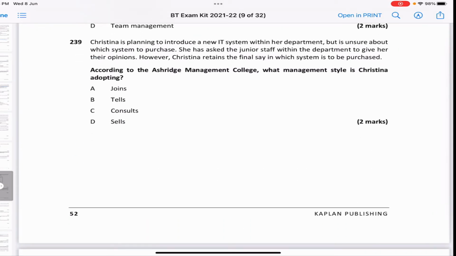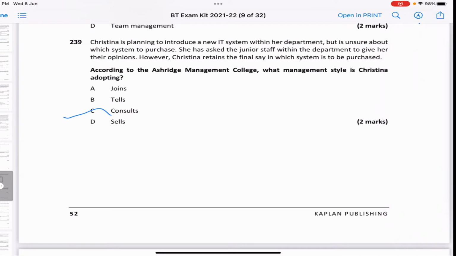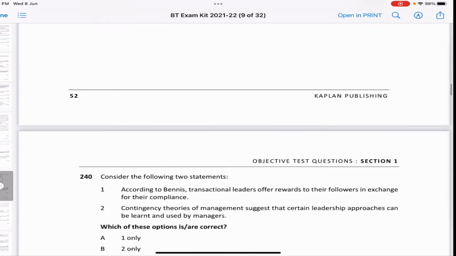Christina is planning to introduce a new IT system within her department but is unsure about which system to purchase. She has asked the junior staff within the department to give her their opinions. However, Christina retains the final say in which system is to be purchased. So, which means she consults them but she takes the decision by herself. If the decision was taken by them, then it would have been Joins.